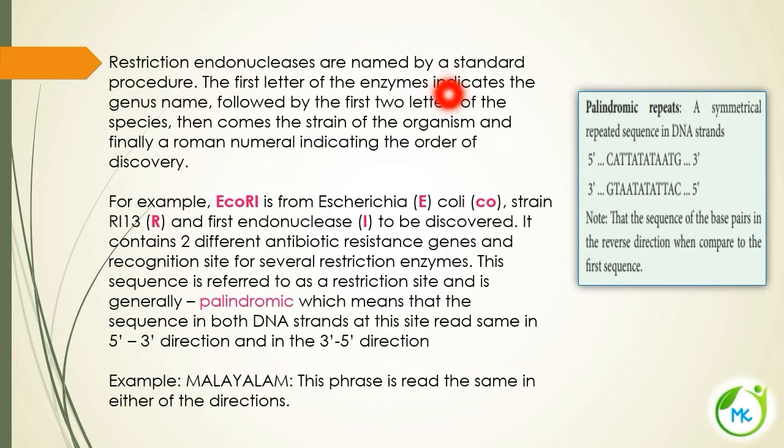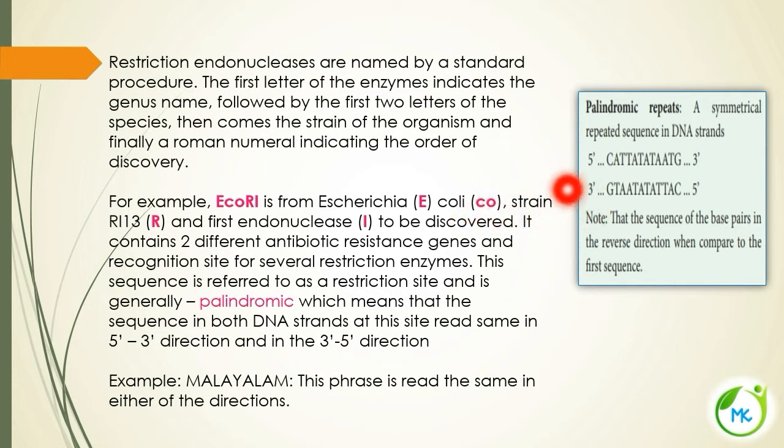They are named by a standard procedure. The first letter indicates the genus name, followed by the first 2 letters of the species. Then comes the strain of the organism, and finally a Roman numeral indicating the order of discovery. For example, in EcoRI, E stands for Escherichia. So it is taken from the bacterium Escherichia. This is the genus name, so the first letter E. Then coli is the species name. From coli, they take the first 2 letters of the species name, so they have taken co.